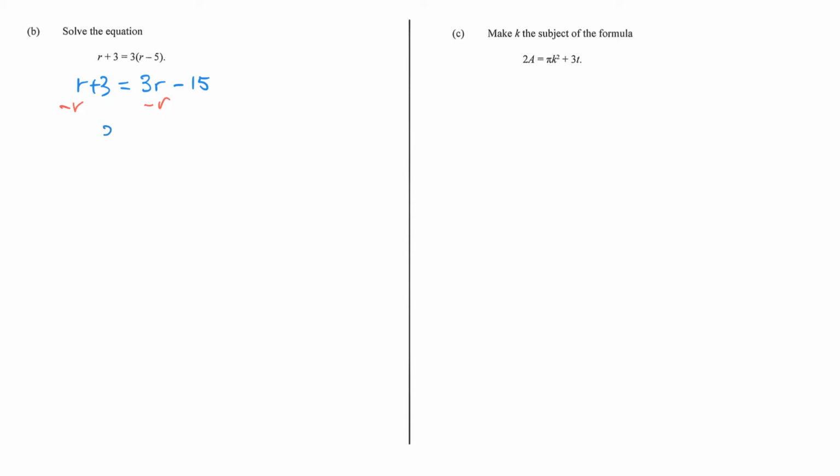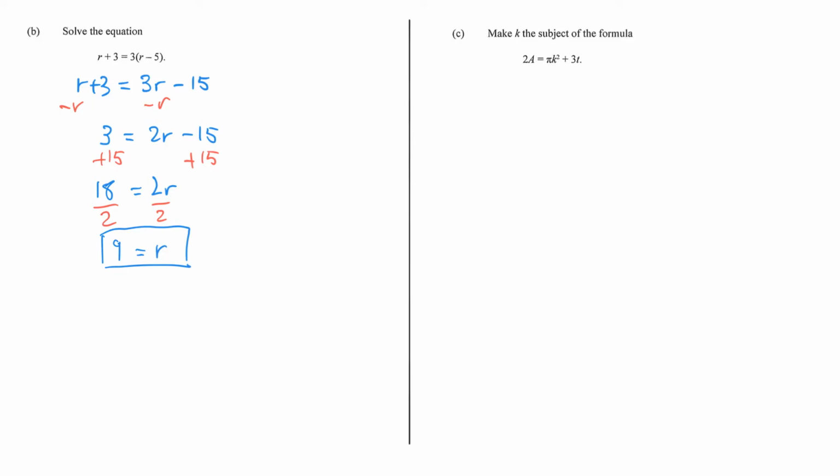This gives me 3 on the left-hand side and 2r minus 15 on the right-hand side. Now if I add 15 to both sides, I get 18 equals 2r. Finally, to get r on its own, I divide both sides by 2, giving me r equals 9. And that is our solution.